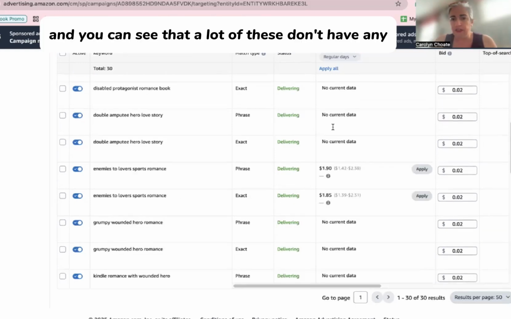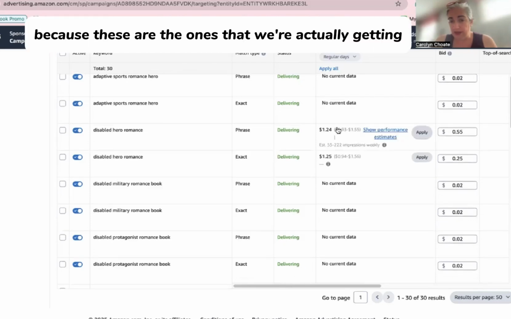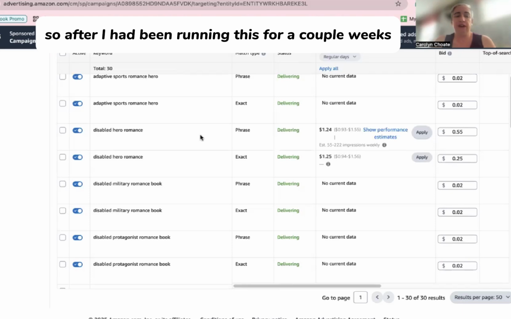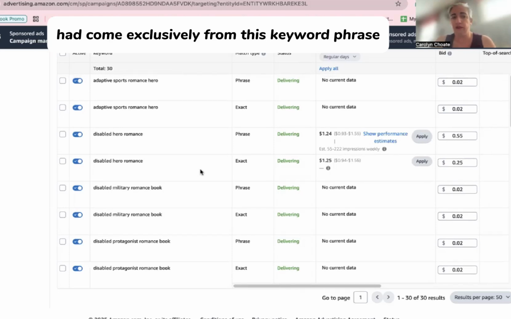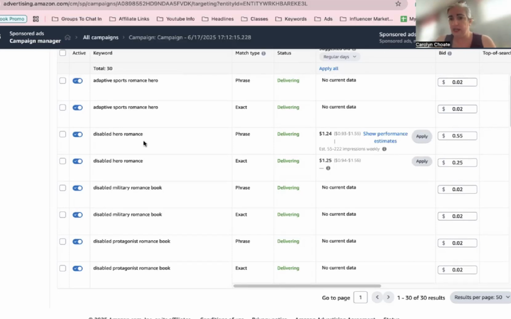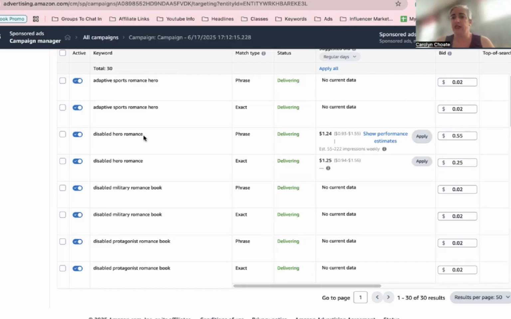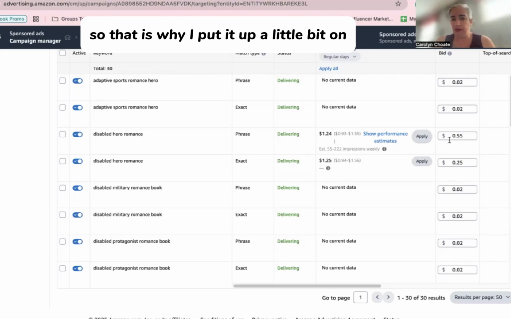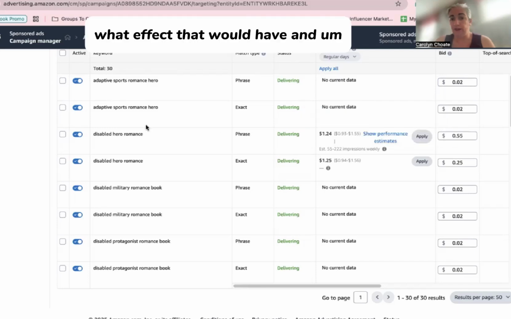And you can see that a lot of these don't have any data to tell you anything. But why are these higher? Because these are the ones that were actually getting results. So after I had been running this for a couple weeks, I realized that the clicks that you saw there had come exclusively from this keyword phrase. And so I said, oh, let me put a little more money into that and see if I can get even better results. So that is why I put it up a little bit on each of these to see what effect that would have.